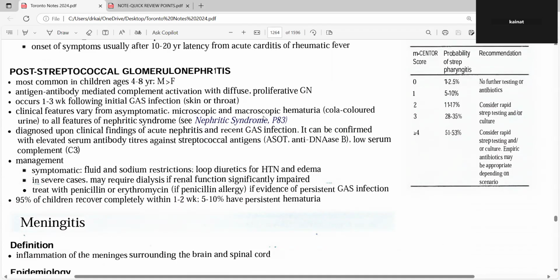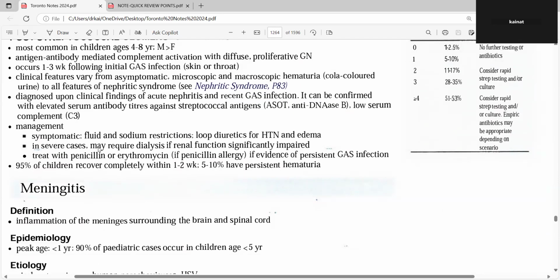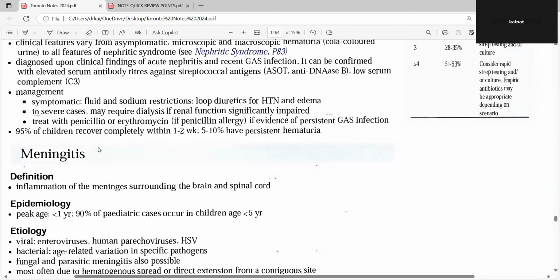So it can present with microscopic and macroscopic hematuria to all the nephritic disease, and then it can be confirmed with the complement levels like C3 and C4. Otherwise, you can also go for the streptococcal titers, antigens basically.